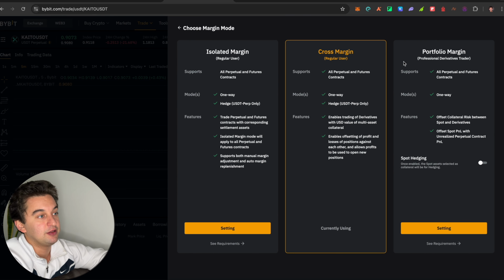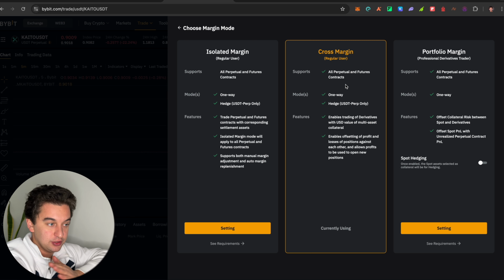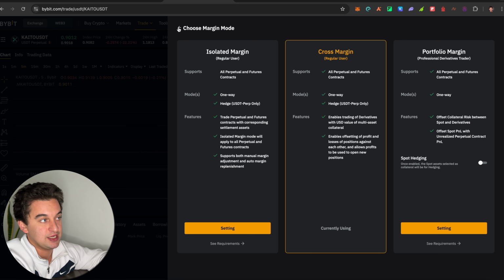You have the possibility for cross margin, which, as you see here, is for a regular user. If it's the first time that you're looking at it, you've got all perpetual and futures contracts. You then got the portfolio margin, for professional derivatives traders, and then you got the isolated margin. I personally stick with the cross margin, which is the easiest.